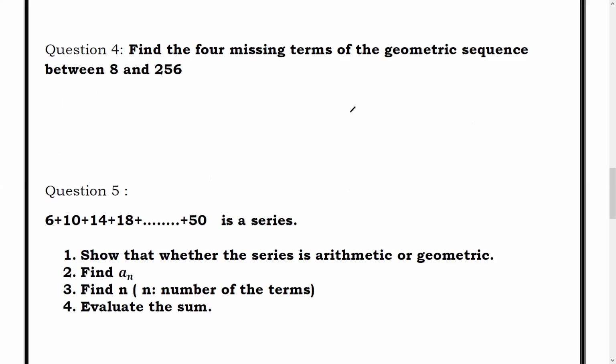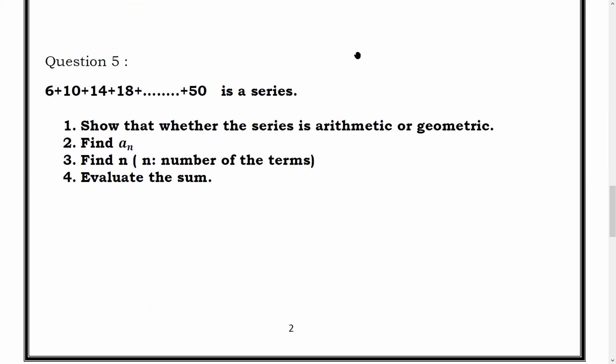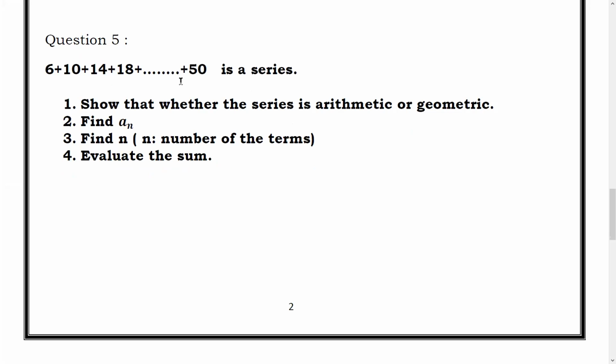Yes. Now, let's go to question number 4. If you have 6 plus 10 plus 14 plus 18 and so on, this one is a series. Now, the question is, show whether the series is arithmetic or geometric. So the first step, we have to see if we have R or D. As you see from here, D is 4 and it is arithmetic.